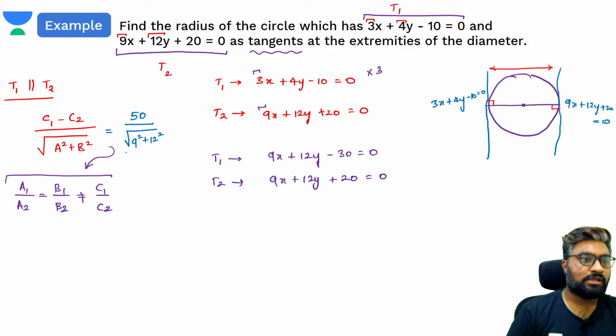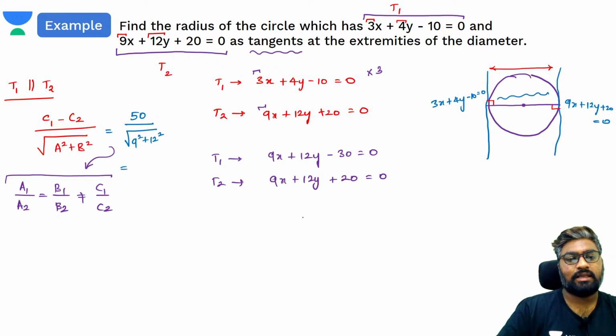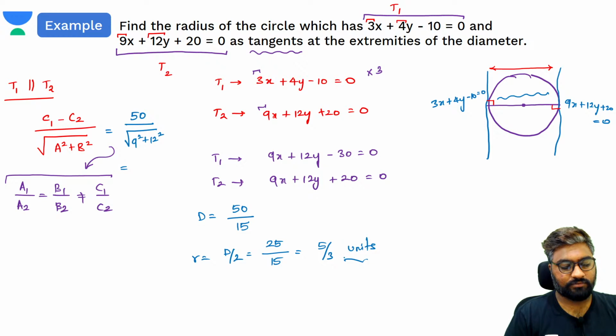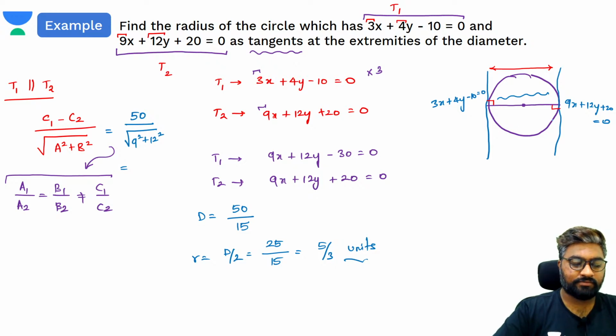Getting it? So this is 3:4:5, correct? This is 3 parts, this is 4 parts, so this will be 15. Our answer, this distance, that's nothing but the diameter, is given by 50 by 15. Or the radius, that's nothing but half of the diameter, is 25 by 15, that's 5 by 3 units. Got it, everyone? So your diameter will be 10 by 3. They are asking for the radius, which turns out to be 5 by 3. Clear?